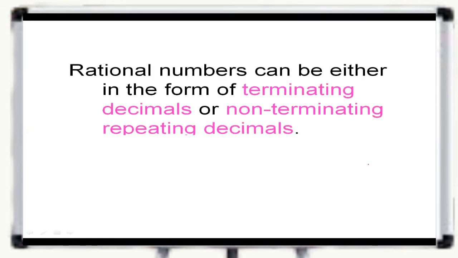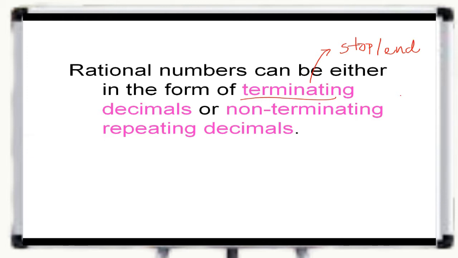Rational numbers can be either in the form of terminating decimals or non-terminating repeating decimals. Here terminate means stop or end. So here non-terminating means it cannot stop, it cannot end.